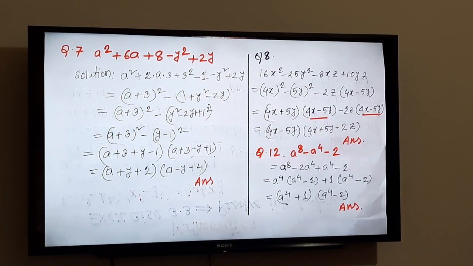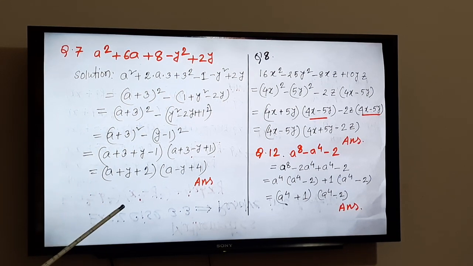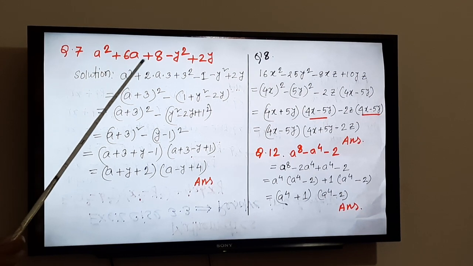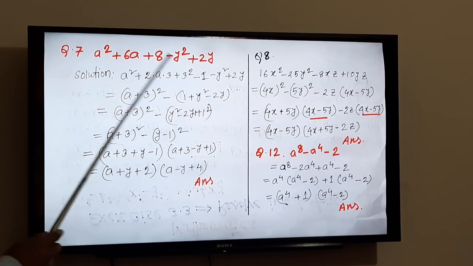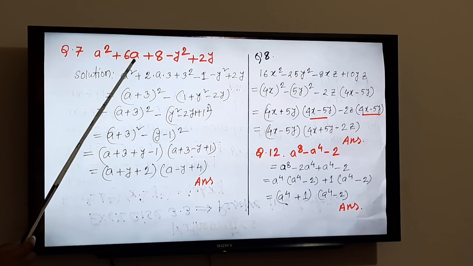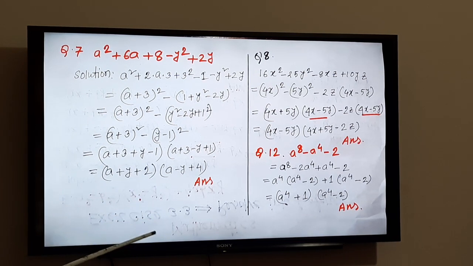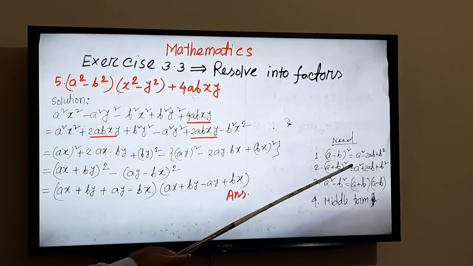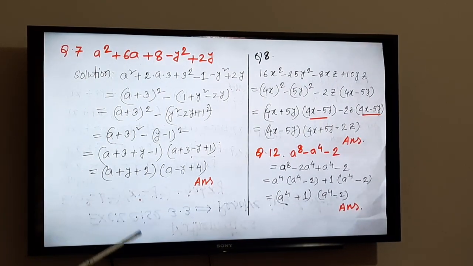Question number 7 of 3.3. We have to resolve this expression into factors. At first, a square plus 6a plus 8. At first you have to think about this expression, which formula you can apply. Okay, a square plus 6a. Our target is to apply this formula. How can we apply this formula in this line? This is our first thinking.